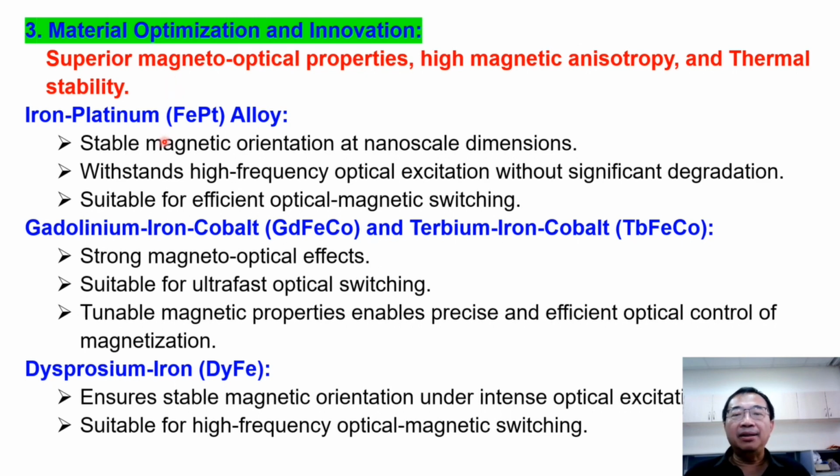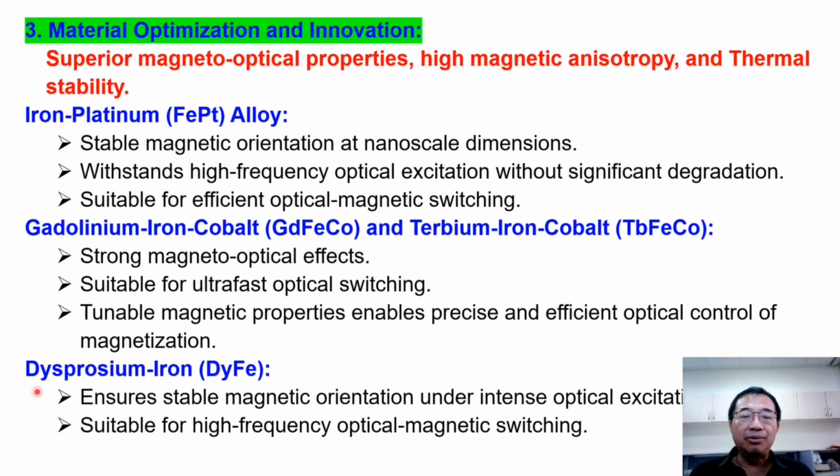Stable magnetic orientation at nanoscale dimensions. Withstands high-frequency optical excitation without significant degradation. Suitable for efficient optical magnetic switching. The second one is gadolinium iron cobalt and terbium iron cobalt. Strong magneto-optical effects. Suitable for ultra-fast optical switching. Tunable magnetic properties enable precise and efficient optical control of magnetization.